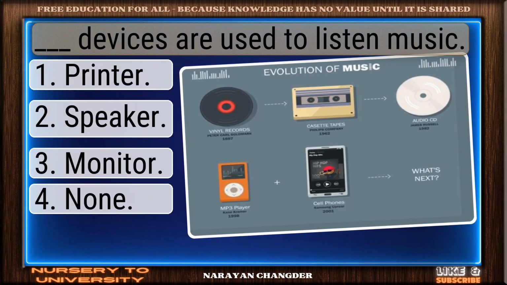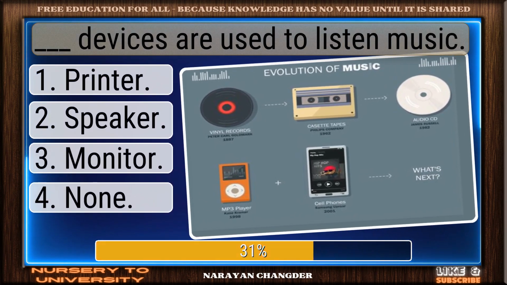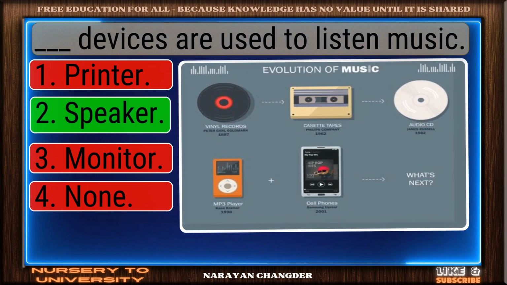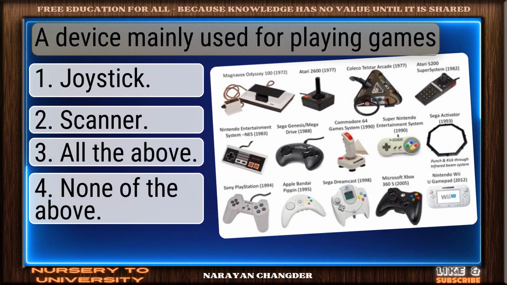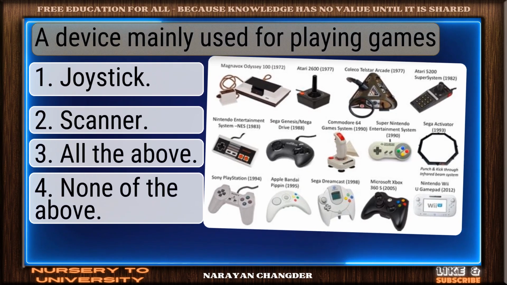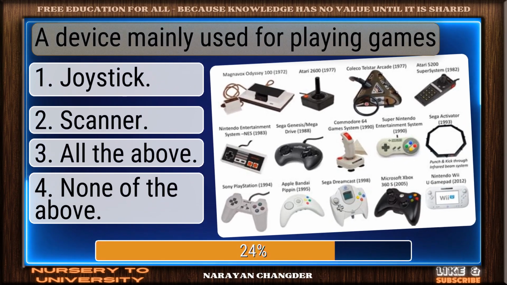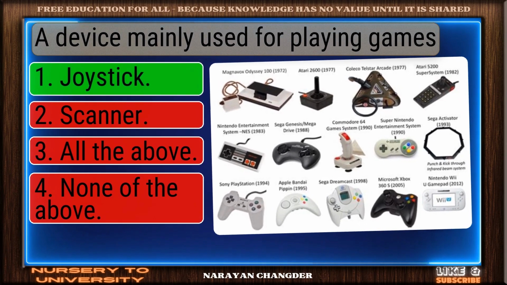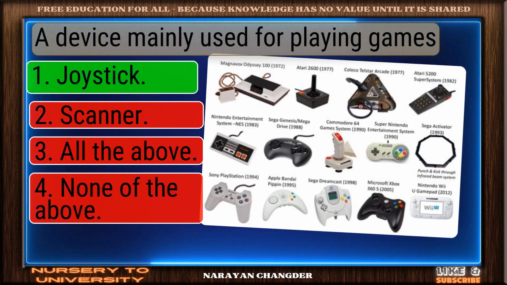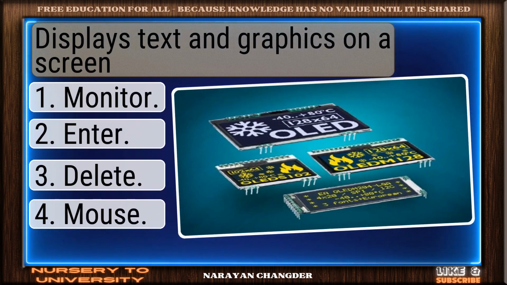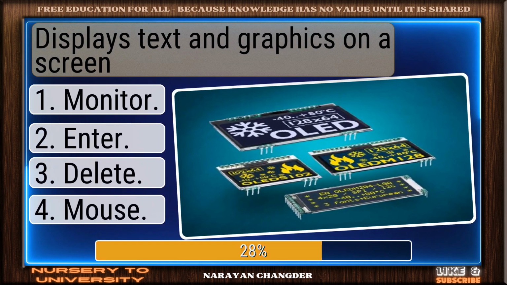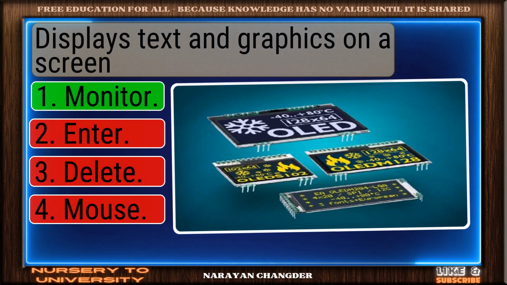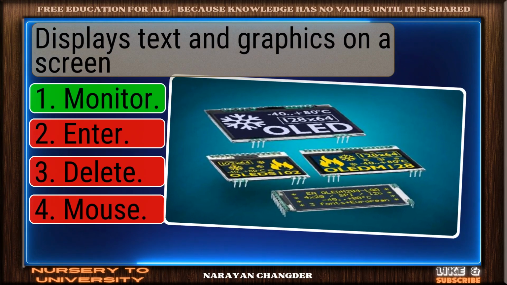Dash devices are used to listen music. Sharp thinking. Speaker is the right choice. A device mainly used for playing games. Excellent choice. Joystick is the right answer. Displays text and graphics on a screen. You got it. Your choice monitor is right.